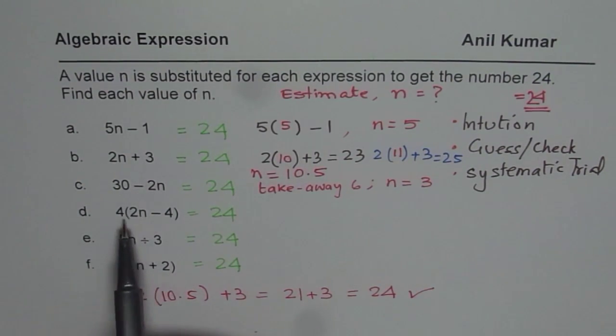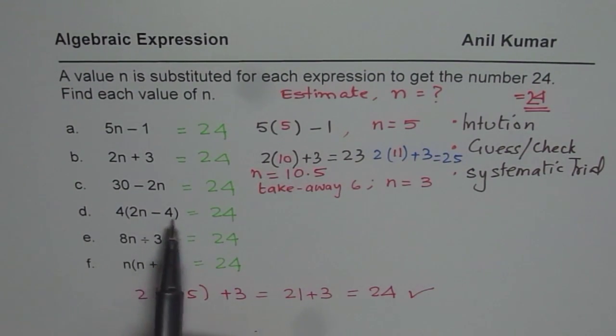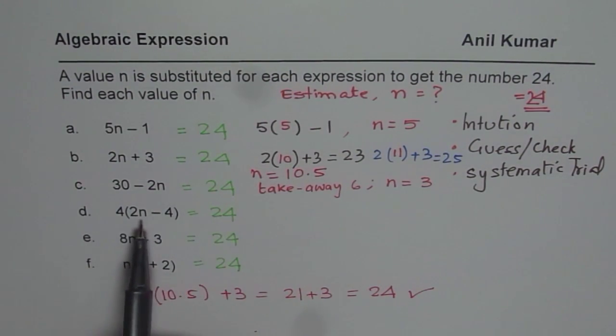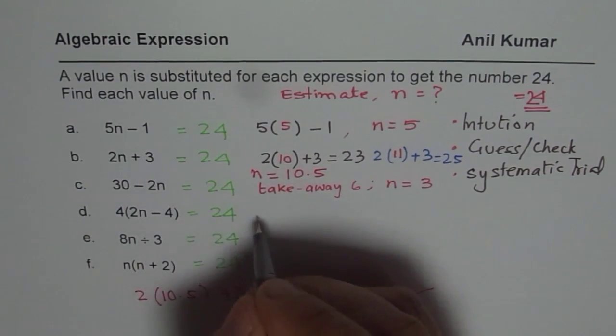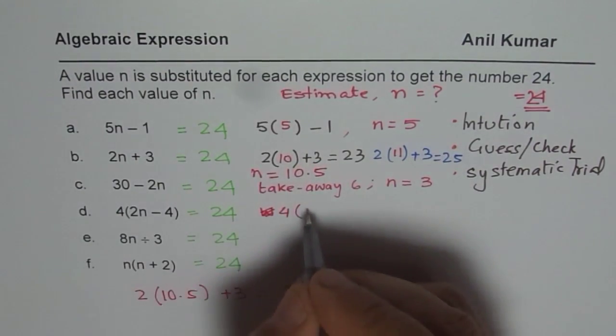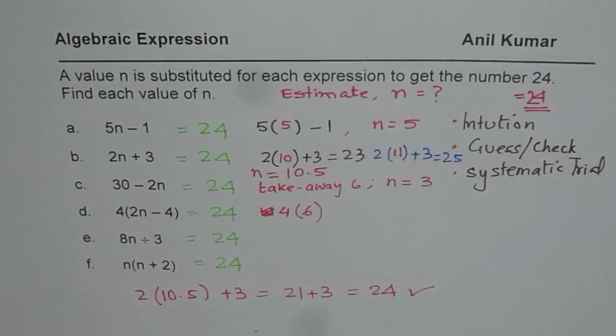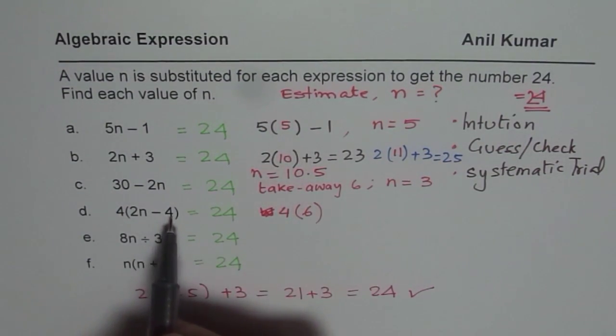Now here it is another very difficult question. It says 4 times something is 24. Now 4 times what is 24? That is how we are thinking. So we say 4 times what is 24? We say 4 times 6 is 24, correct? Okay, that is fine. So now 2n minus 4 is 6.